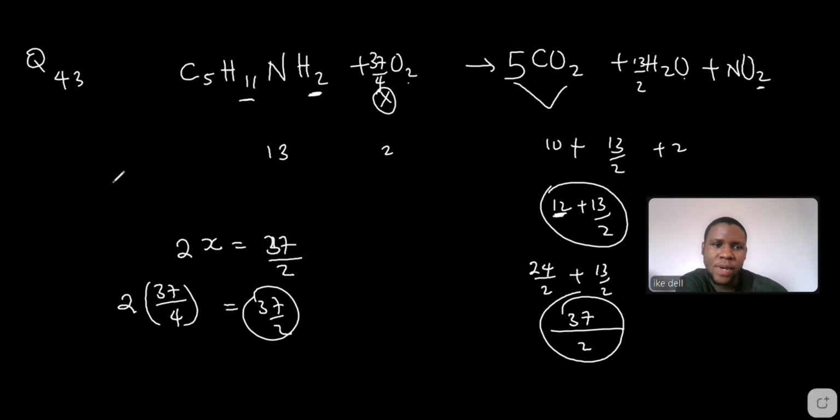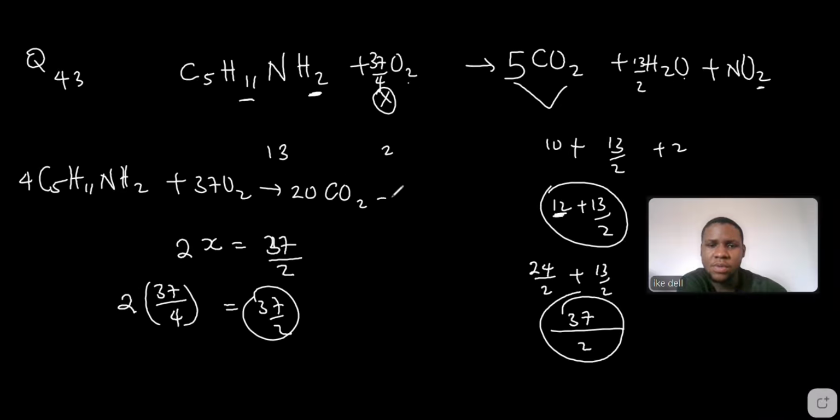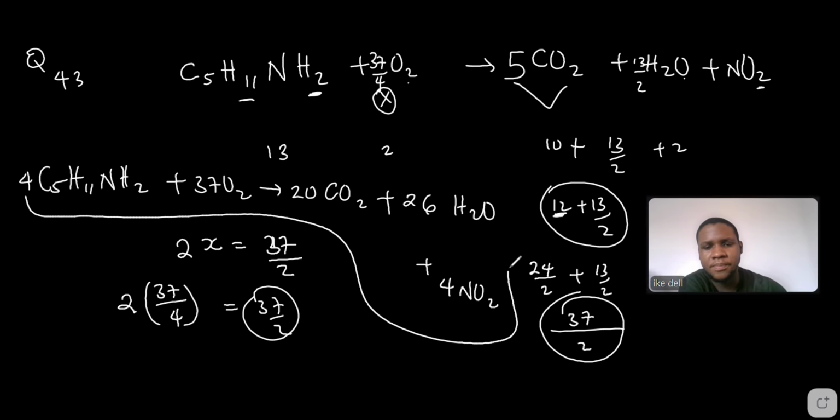Alright, so multiplying through by 4, I'm going to have 4 C5H11NH2, and then 37 O2, and then 20 CO2, and here multiplying by 4 should give me 26, 13 over 2, yeah, 26 H2O, and then this should give me 4 NO2. So this is the whole thing.